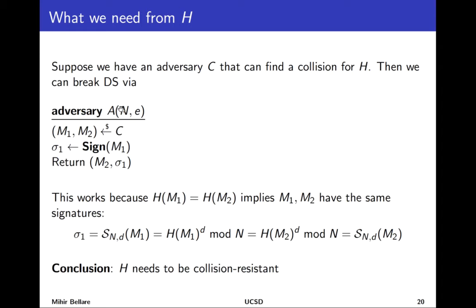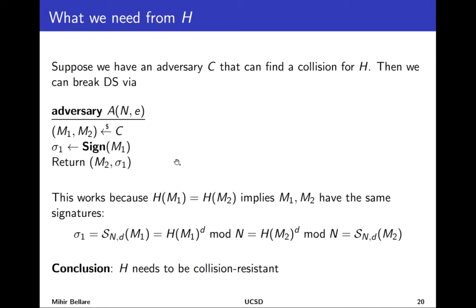It gets as input the public key, which for RSA is N and E, and it has access to a sign oracle, and it's going to try to output a forgery. It first leverages this given adversary to generate this pair of messages, and now it knows the hash of M1 equals the hash of M2.